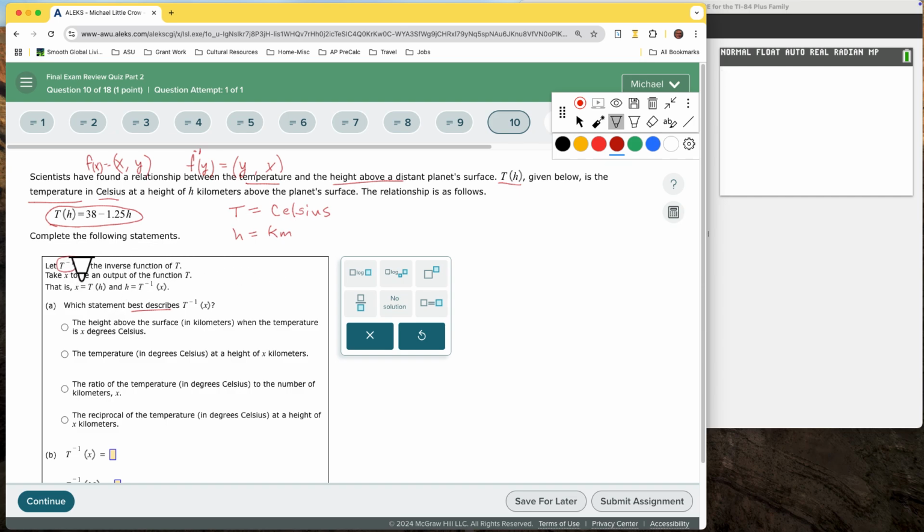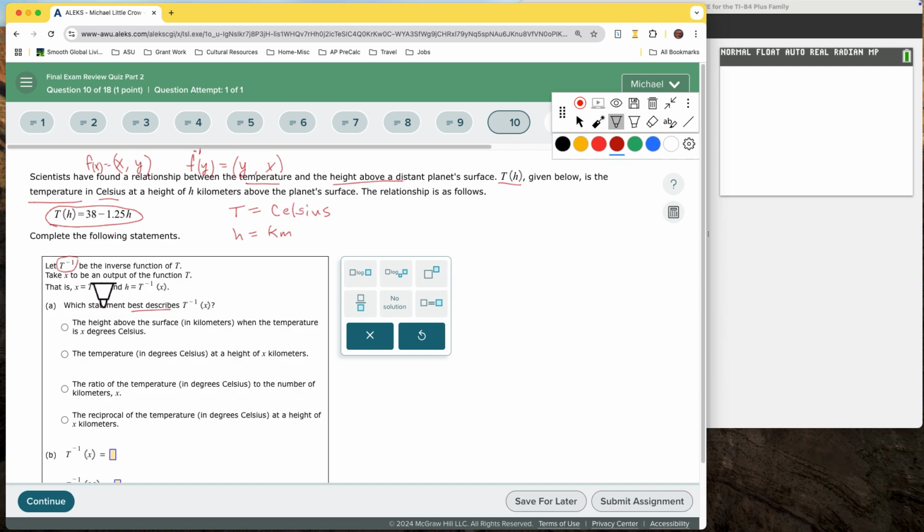So let T inverse be the inverse function of T. We'll find it later. Take X to be the output of the function T. That is X equals T of H. And that gives us another variable, right? And so H becomes equal to T inverse of X. Basically, because it would be confusing to have T inverse of capital T, but that's actually what's happening.